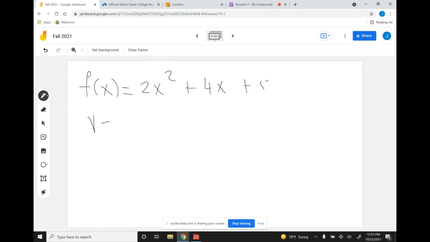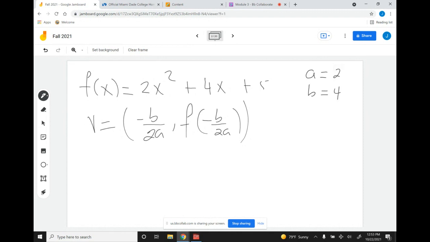This time, I'm going to find the vertex using this little formula. Okay, so the a in this example is 2, the b is 4, and the c is 5. This works whenever you have a polynomial in the form of ax squared plus bx plus c. So this is where I'm getting all this. You see, the a here is 2, the b is 4, and the c is 5. Okay, so that's where I got this from.